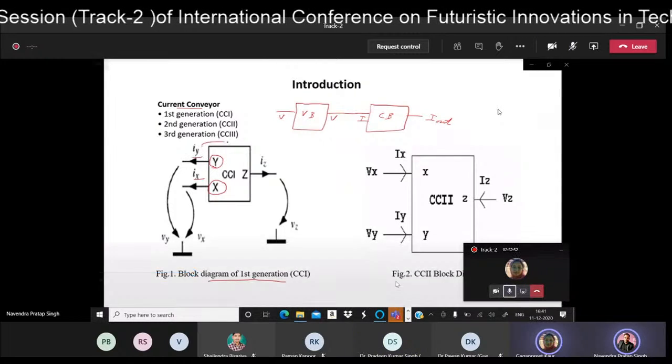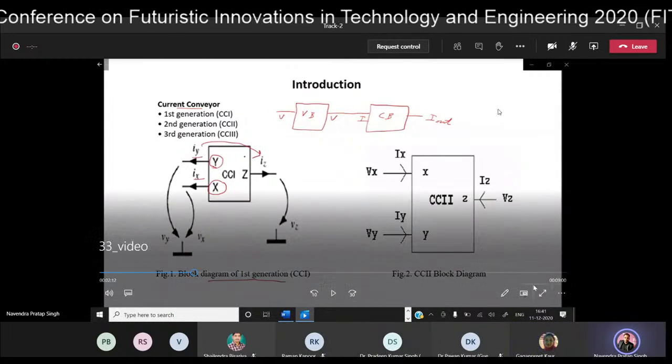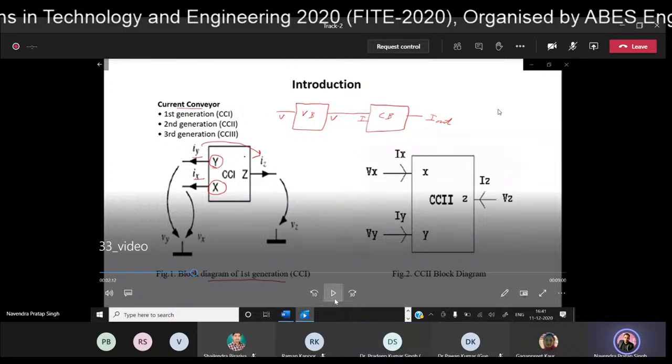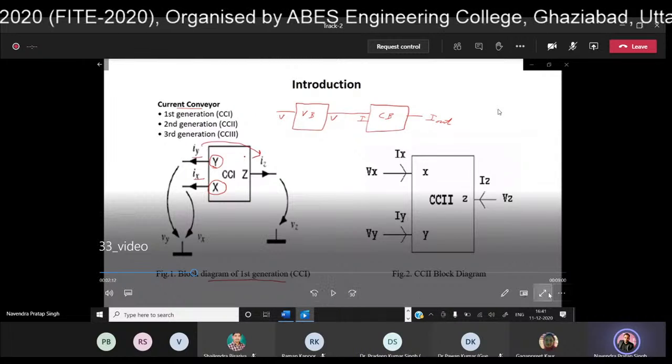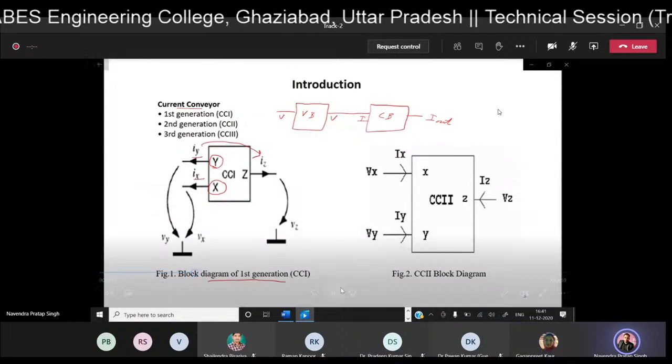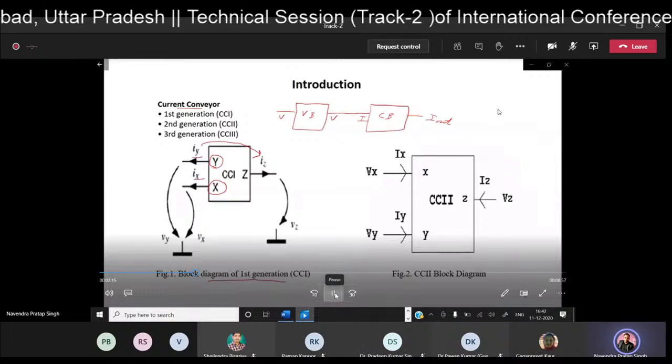The same current. Yes, ma'am. This current will be... I'm just stopping it. This was the initial. Is it audible now? Later on, it was modified.